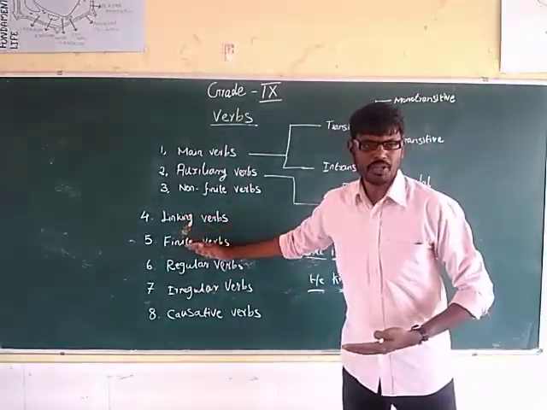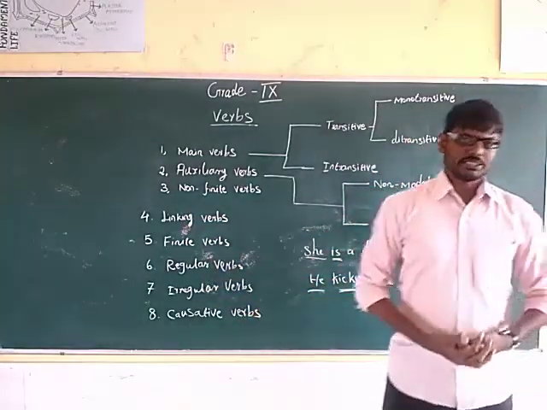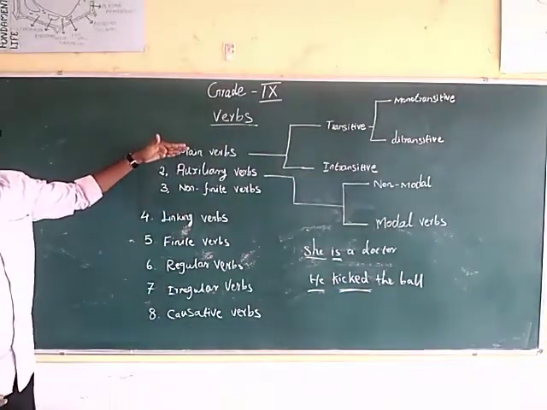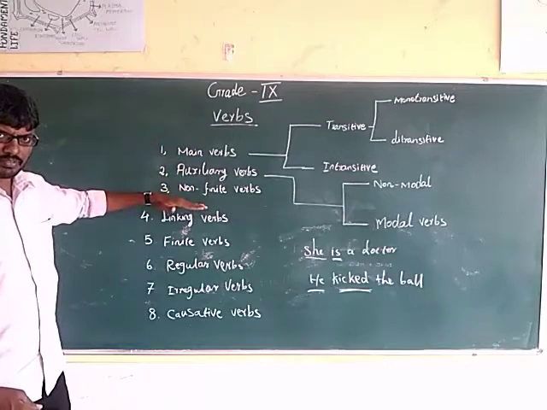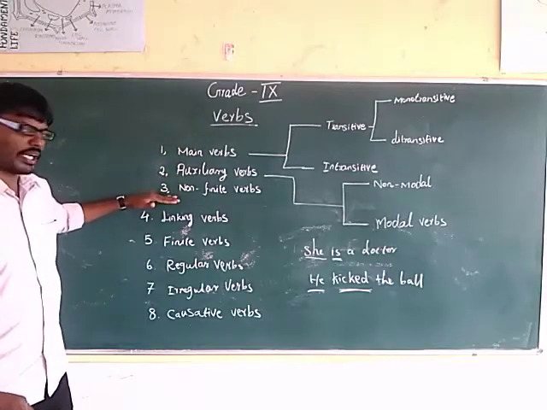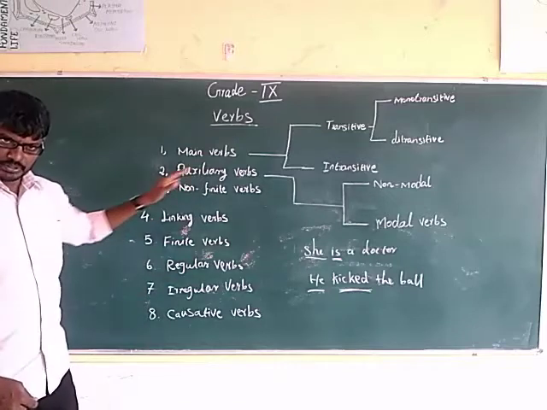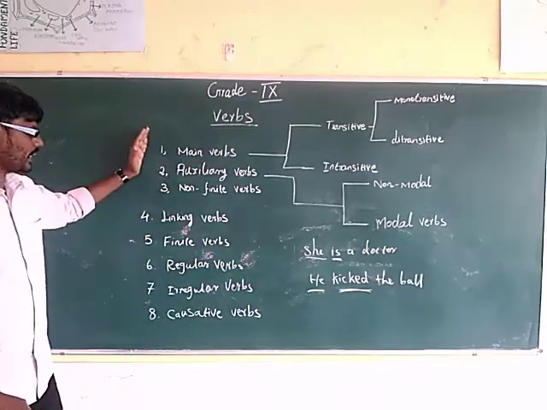Next, linking verbs, finite verbs, regular and irregular verbs, and finally causative verbs. Let us read one by one. Let us start with the main verbs. These are the main categories of verbs: main verbs, auxiliary verbs, non-finite verbs. Apart from these three, it is better to learn these types also.